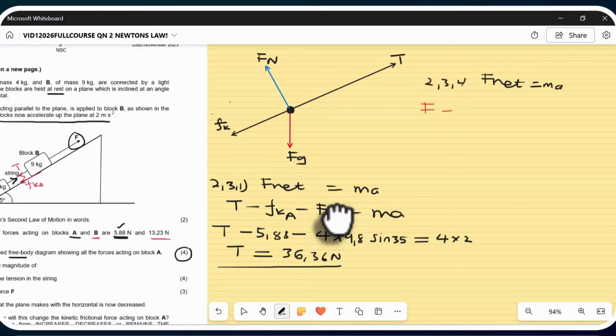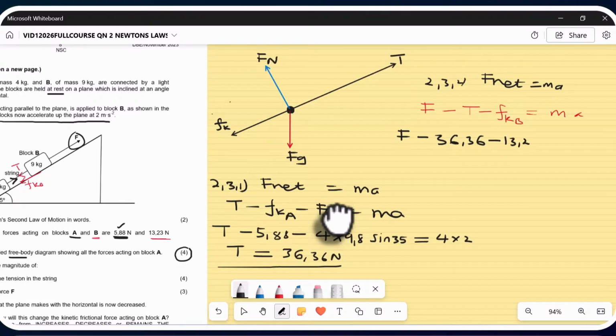Now that we know the tension already, we can now substitute. So our force, which we don't know, minus the tension, which is 36.36, then minus frictional force, which is 13.23, and then equals MA. The mass is 9 here, and then times 2.